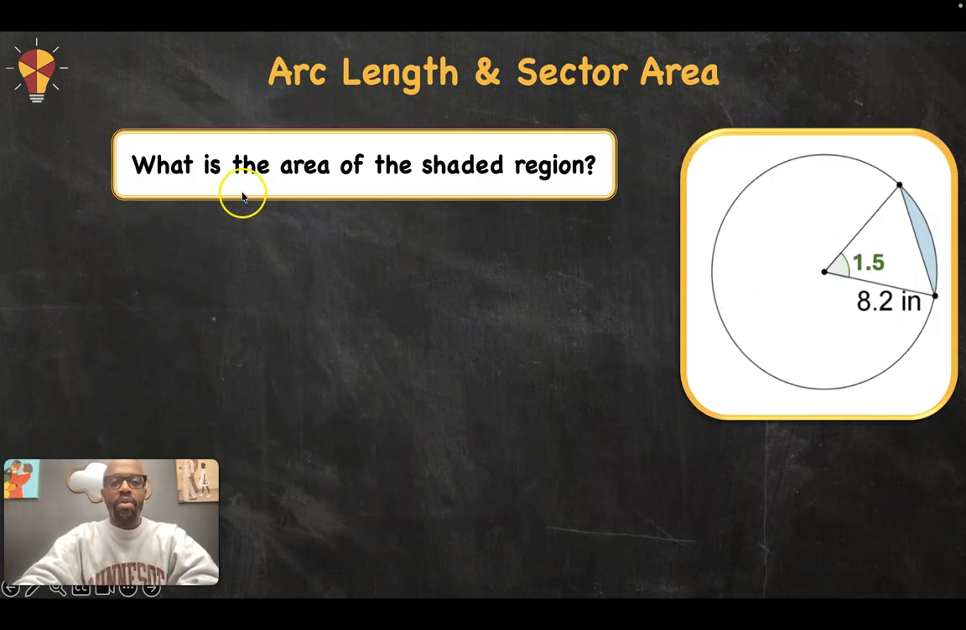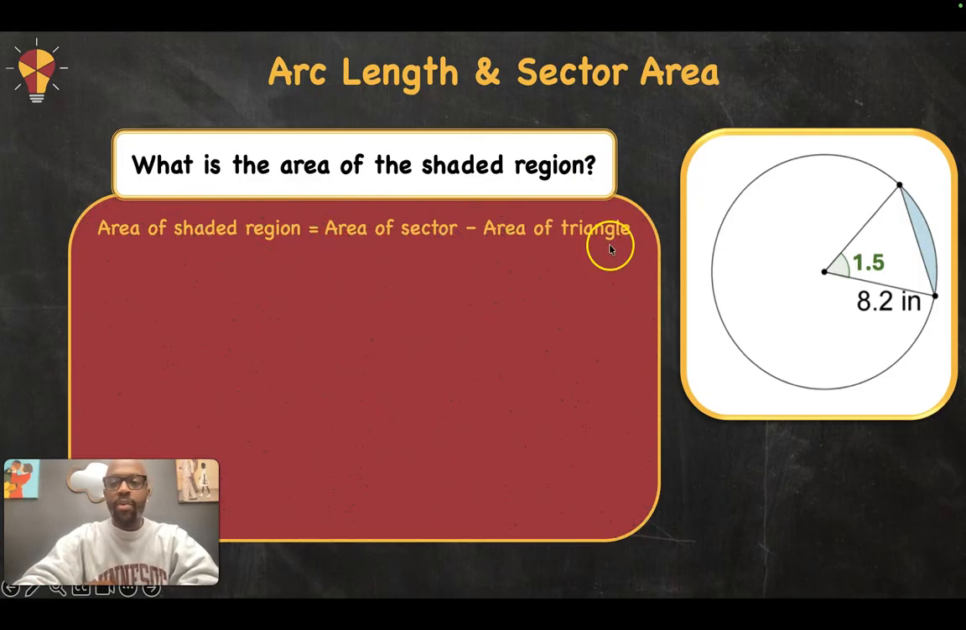So now, what is the area of the shaded region? How do you find a problem like this? How do you find this shaded region here? This is a very popular problem that has been seen historically. So the way you would do that is the area of the shaded region is equal to the area of the sector minus the area of that triangle.